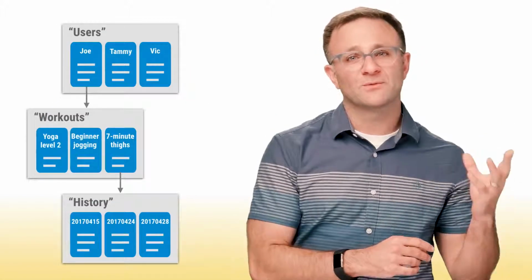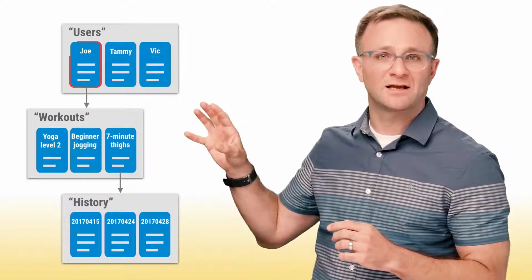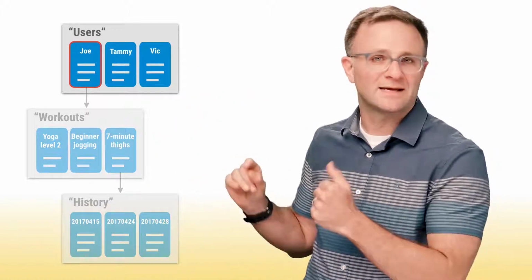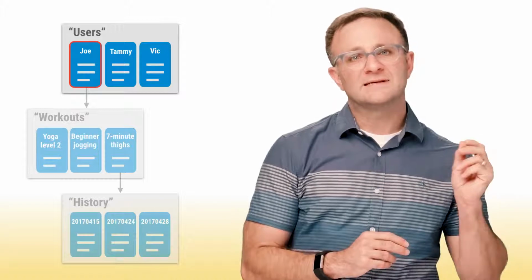Meaning that when you grab data from a document, you'll grab just that document and not any of the documents contained in any of its subcollections, which is nice. The third rule is that the root of your database can only consist of collections.